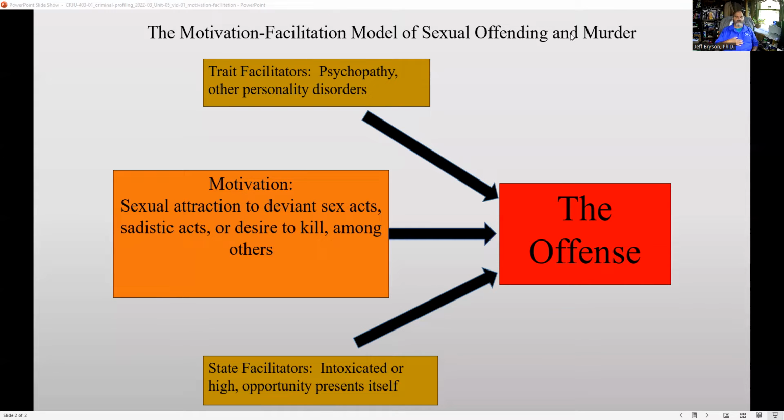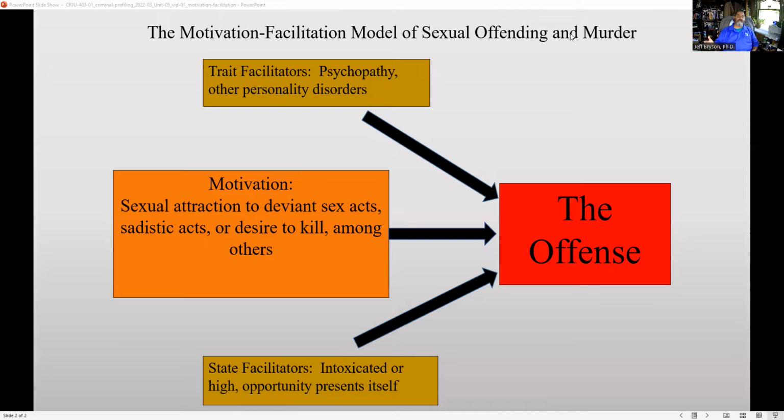And motivation is something that we can control. So again, these facilitators facilitate the decision to act. The motivation is the desire to do it. But there might be state facilitators or even trait facilitators, but then there might be other traits and other states that prevent an offense from happening.